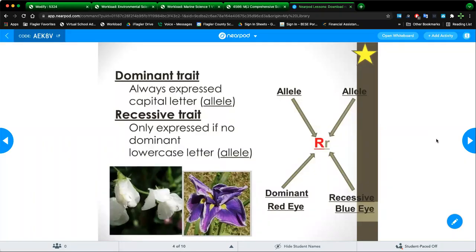Today I'm going to do a brief lesson on Punnett Squares. Hopefully this is a recap for a lot of you, because I know you've all done Punnett Squares before. In biology, we're just going to go into a little bit more detail on it. All right, let's go ahead and start out.